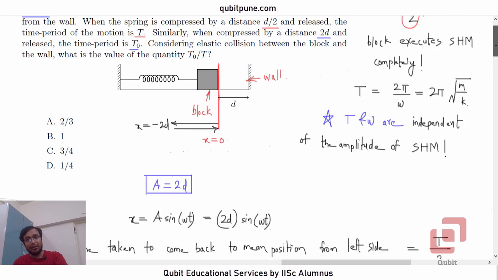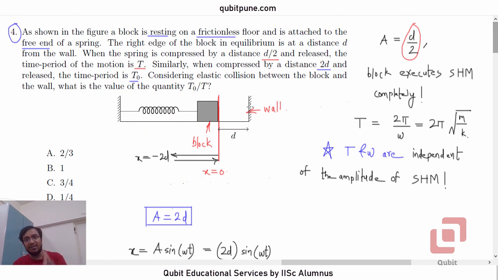Why is it T by 2? Because if the wall were absent, the block would still have continued to the right, then again it would have come back to the center. So the to and fro motion would have continued.